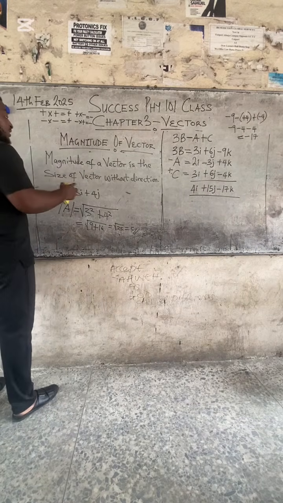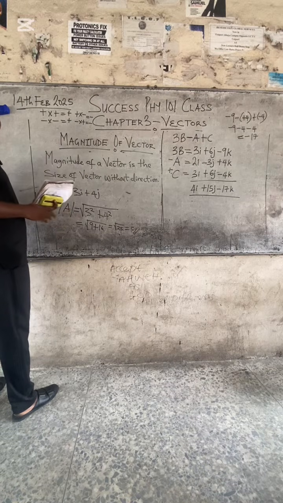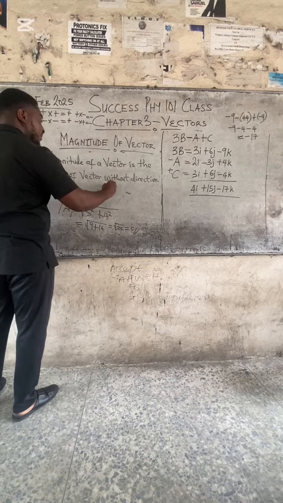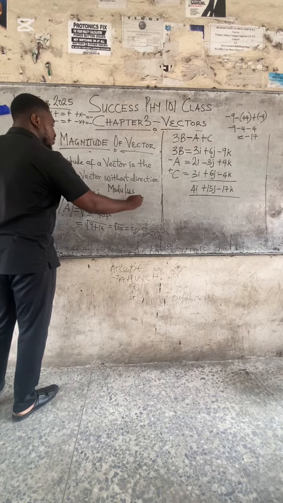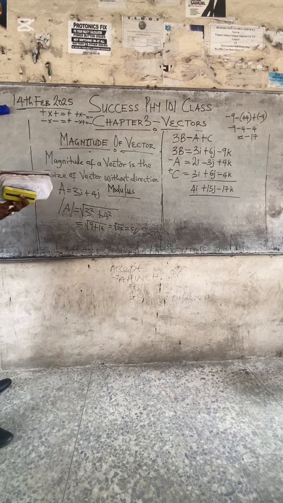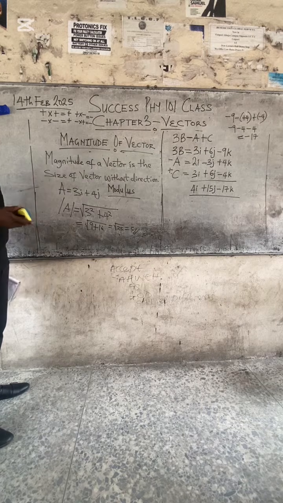So the magnitude of a vector is the size of the vector without reference to what? Without direction. Another name for magnitude is modulus. If they say find the modulus of the vector, class, they mean the same thing. Another name for magnitude is what? Modulus. Modulus of a vector.